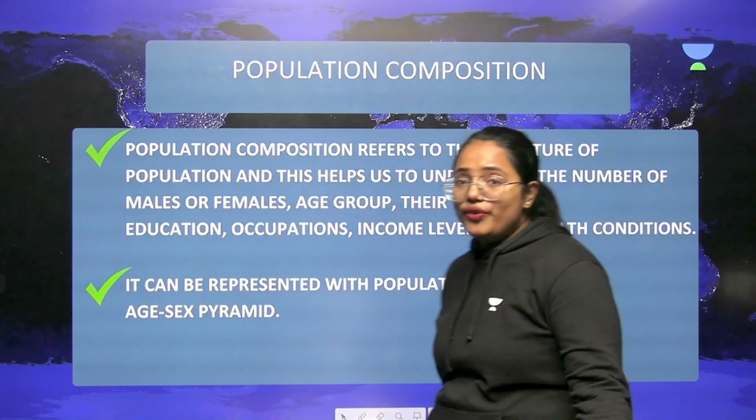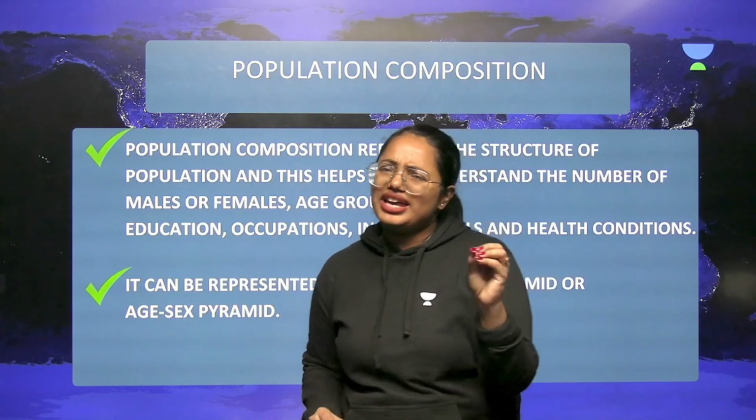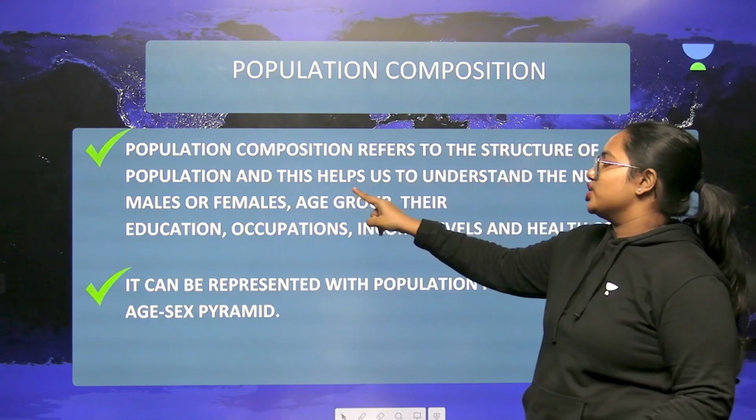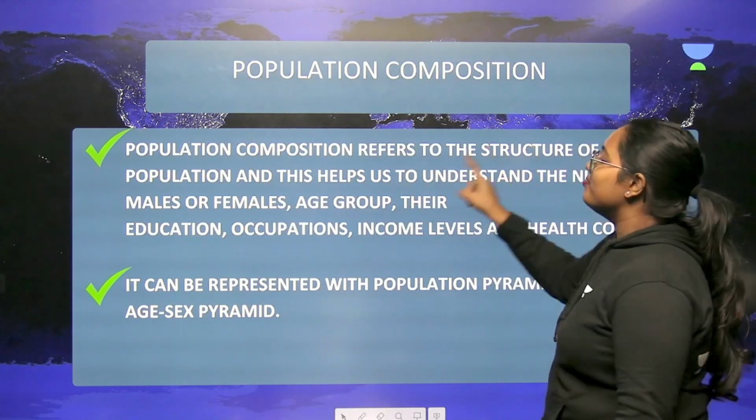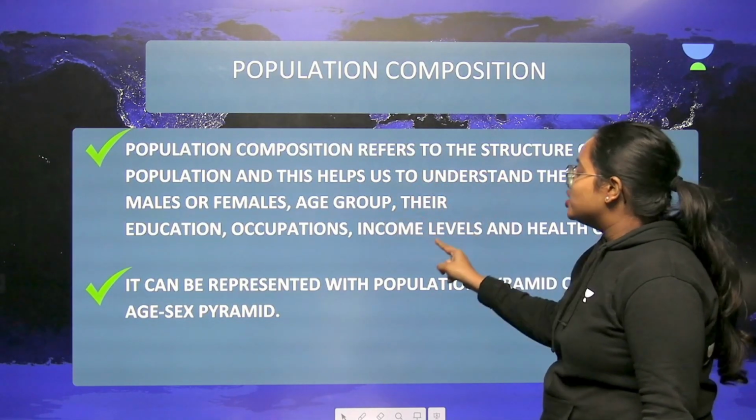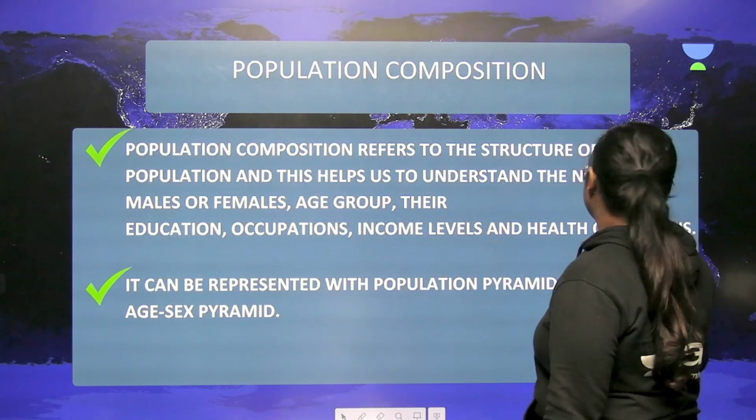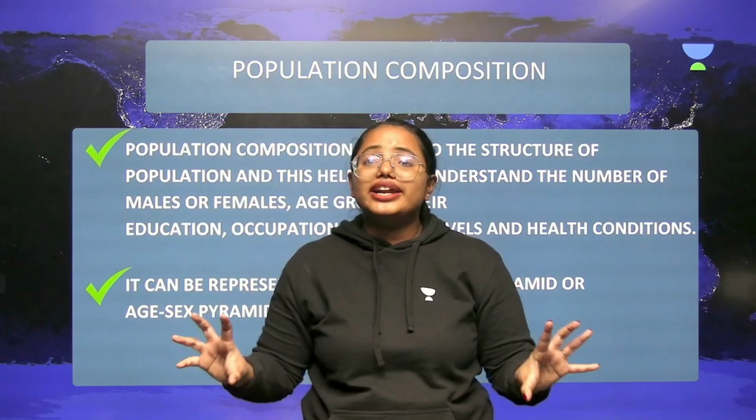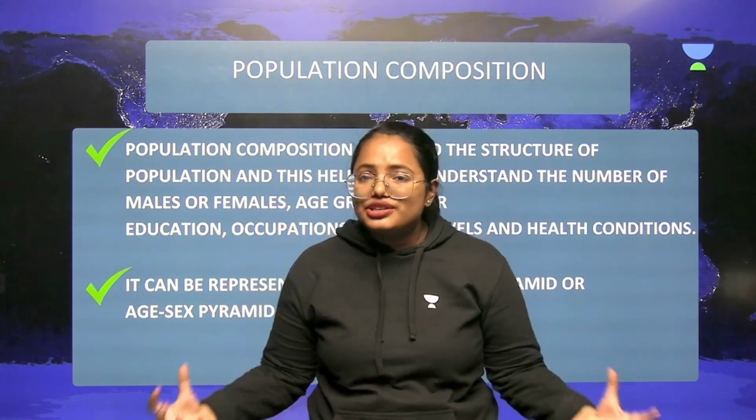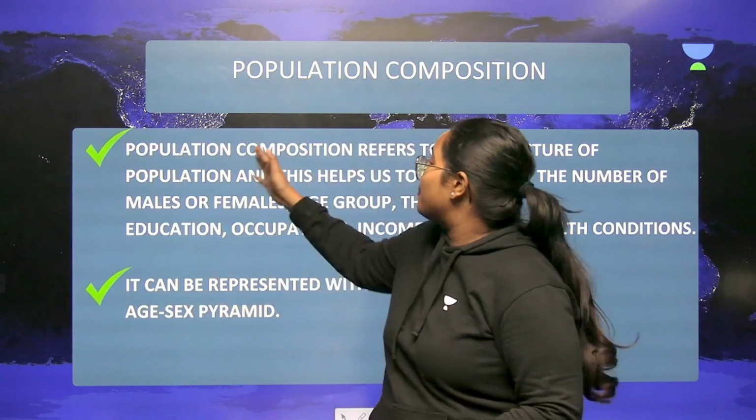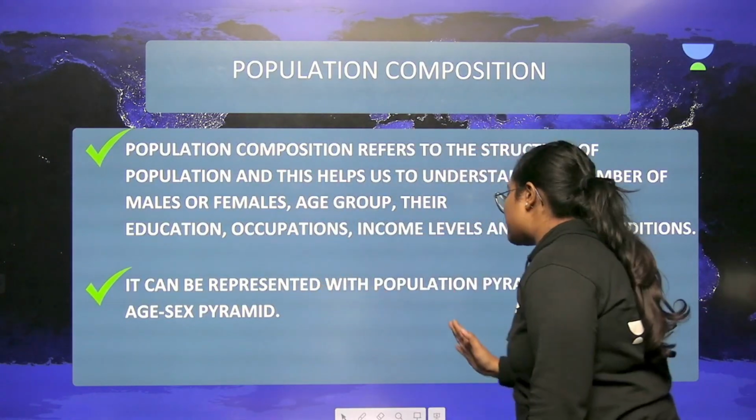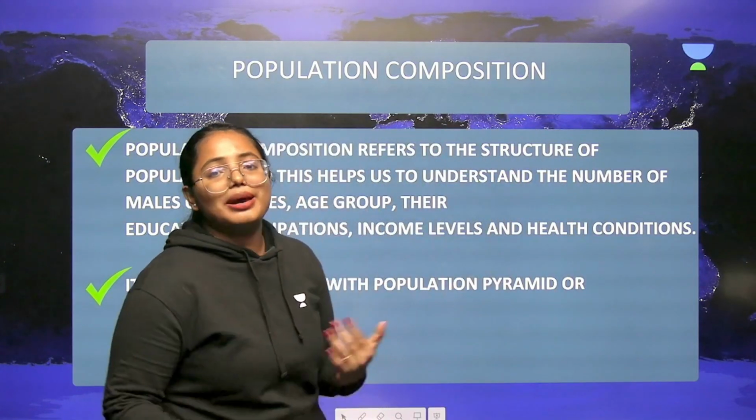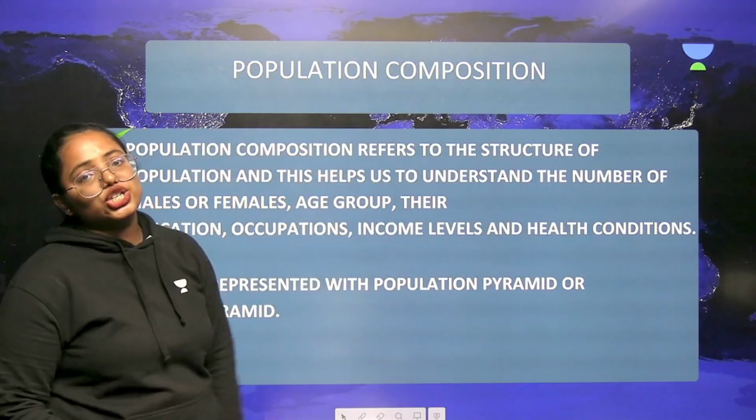Now we are going to learn the next one: population composition. Very, very important term. What is it? Population composition refers to the structure of population, and this helps us to understand the number of males or females, age group, their education, occupations, income levels, and health condition. So if you want to analyze a country's population structure specifically, then you have to talk about population composition. It can be represented with a population pyramid or age-sex pyramid. These are the two ways in which you can represent population compositions.